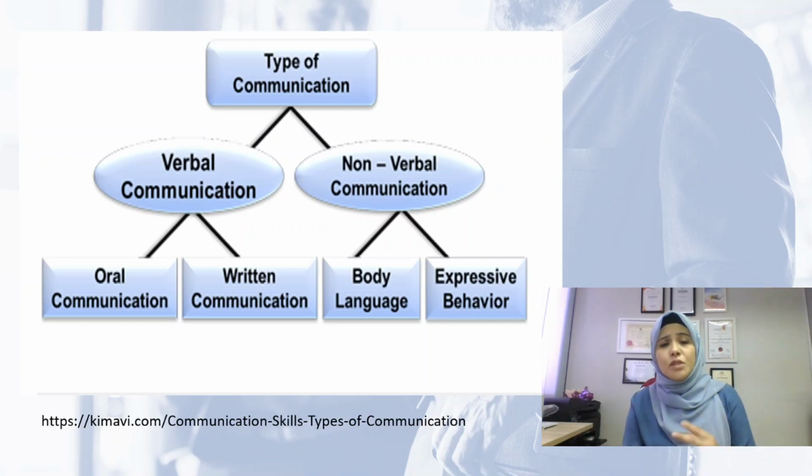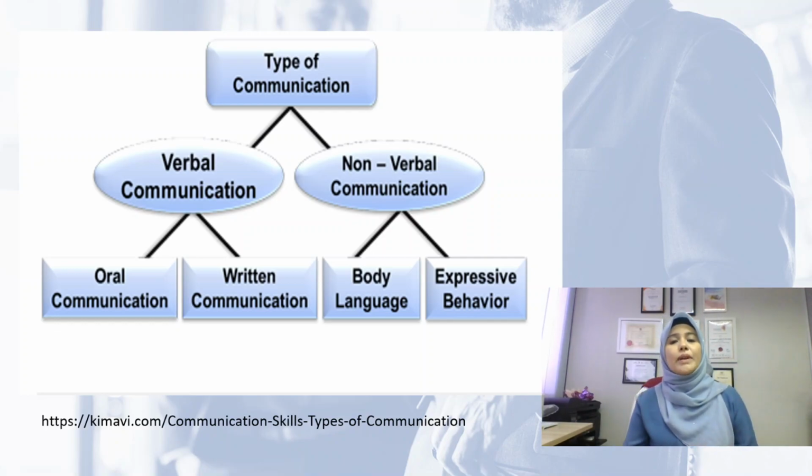And number two is written communication. There are many types of written communication, and it's very essential today that we make sure we use the right way of written communication. I will show you an example of that written communication at the end of this video. Written communication includes text messages, WhatsApp, social media, email, and articles in order to convey a message.